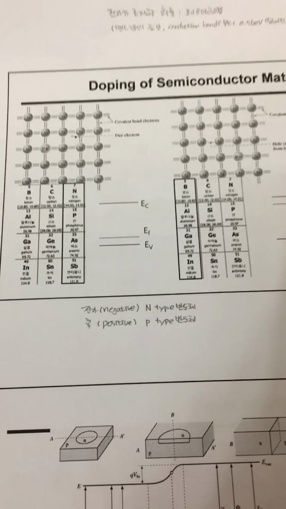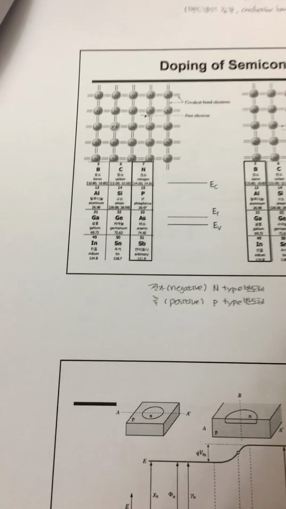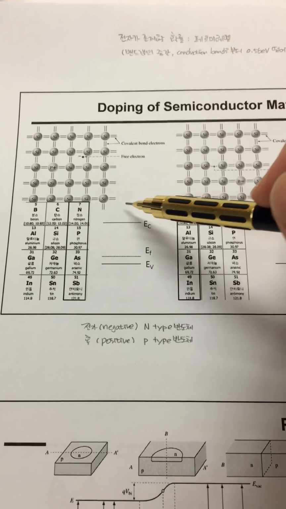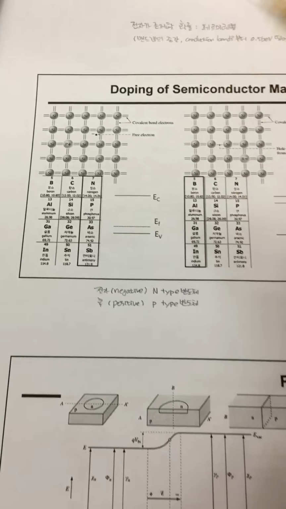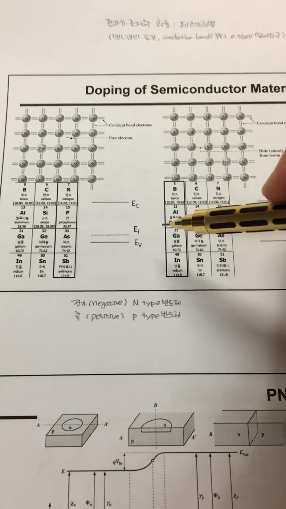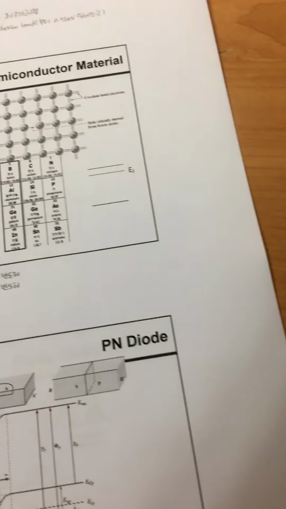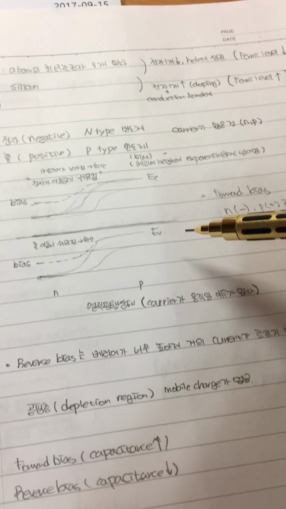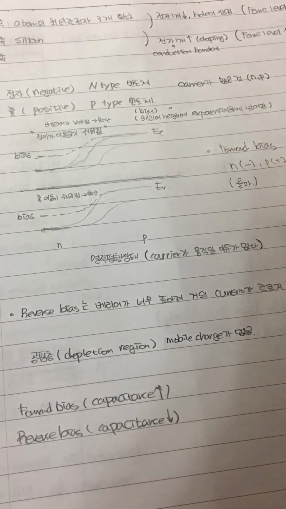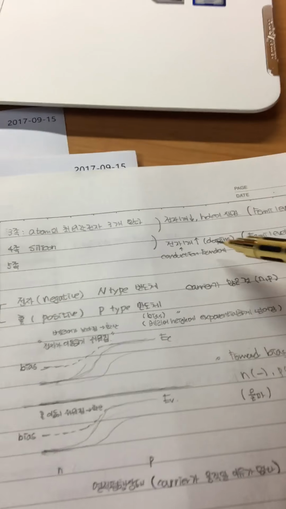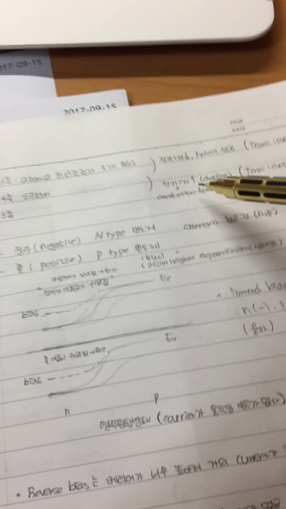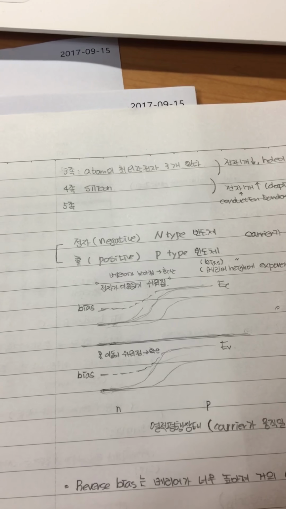Combining group three atoms and silicon reduces electrons and creates holes, lowering the Fermi level. When combined with group five atoms and silicon, the electrons are high. This is called doping, and the Fermi level goes up.